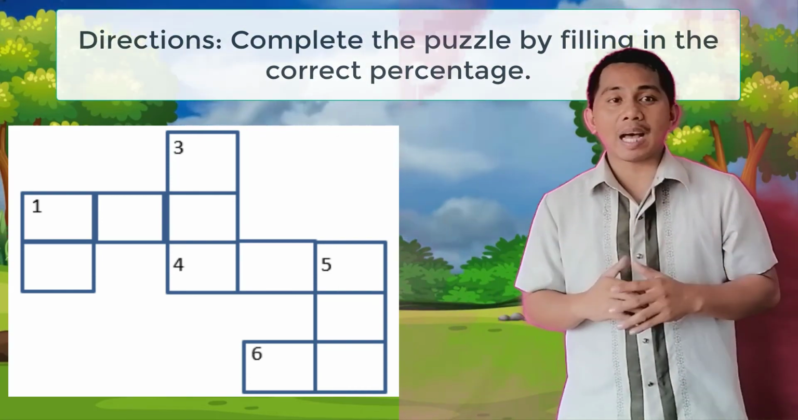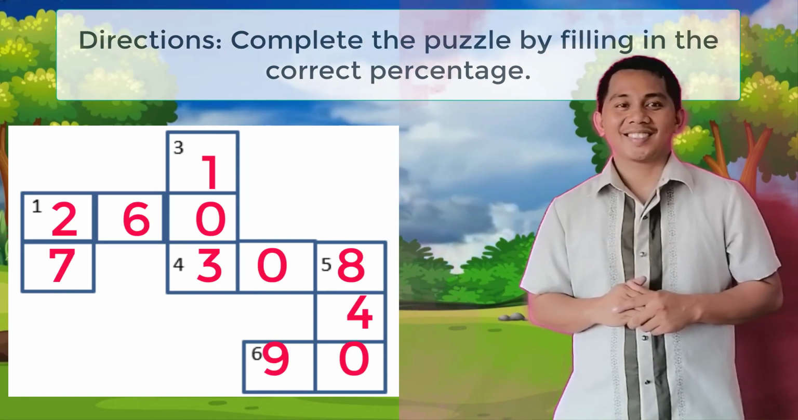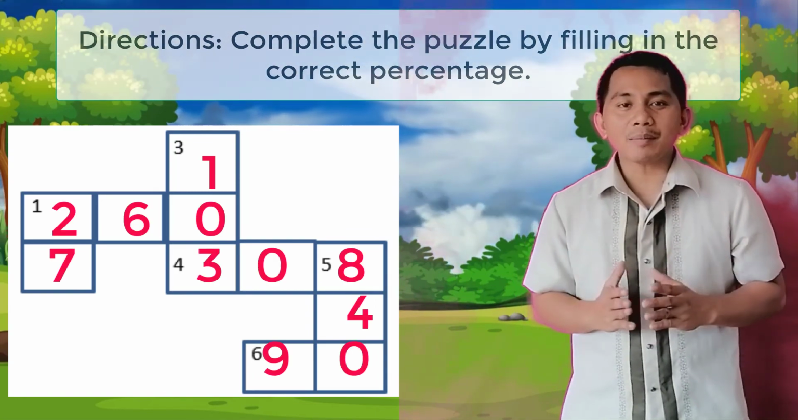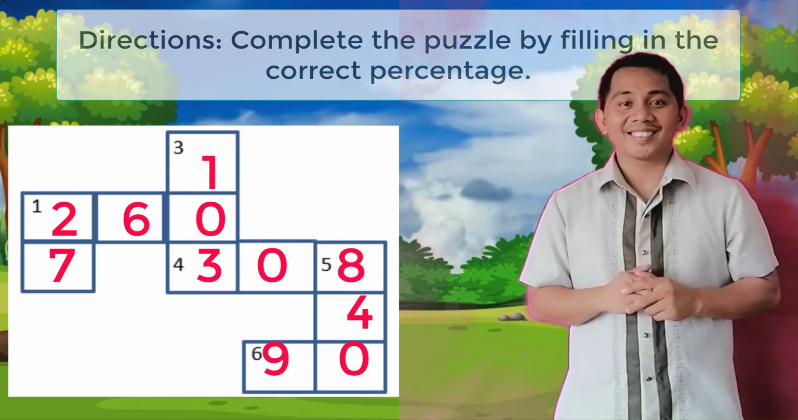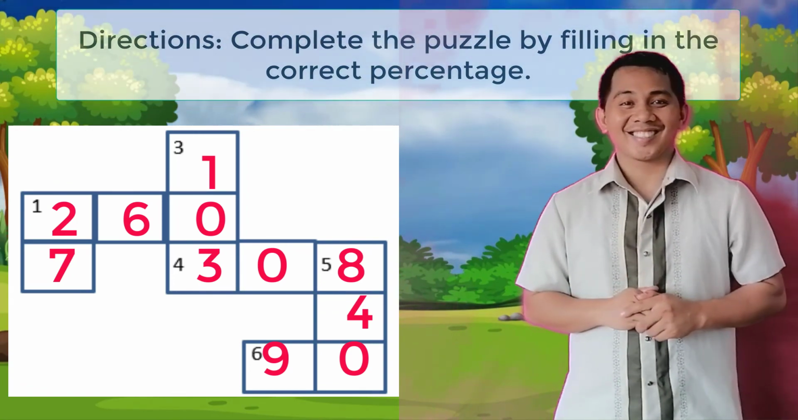Your 5 minutes is up. Now, let us check your answer. How many items did you answer correctly? Excellent! Congratulations! For your assignment, complete the table given. Round off your answers to the nearest tens.